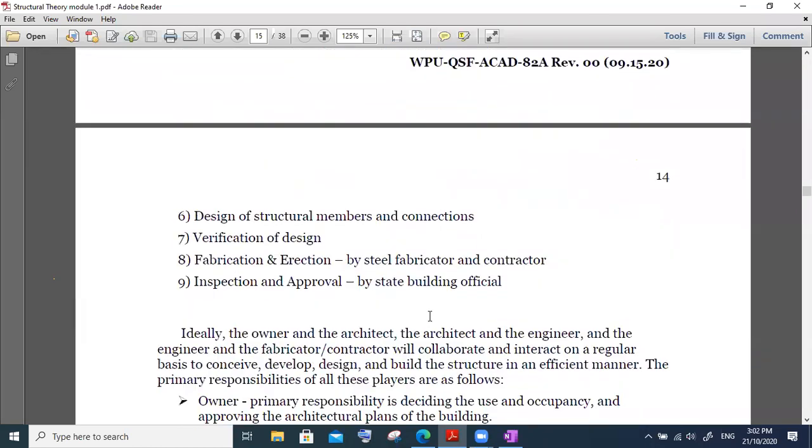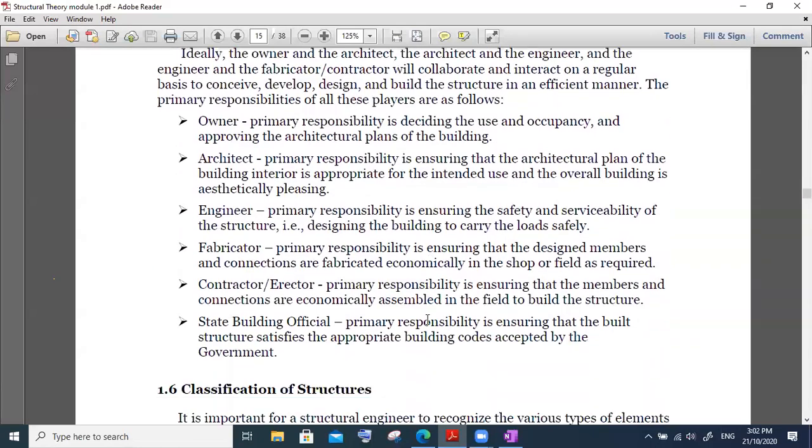Systematic and iterative process. Okay. So ano yung mga role dito? Si owner, the primary responsibility is deciding the use and occupancy and approving the architectural plans of the building. Si architect naman is primarily responsible in ensuring that the architectural plan of the building interior is appropriate for the intended use in the overall building is aesthetically pleasing.